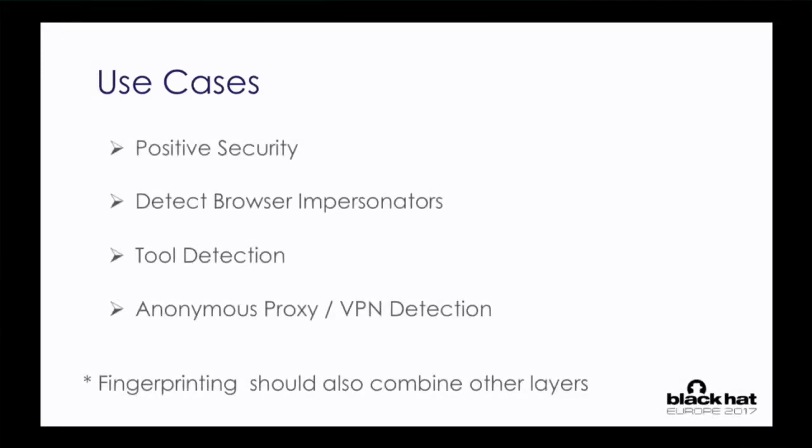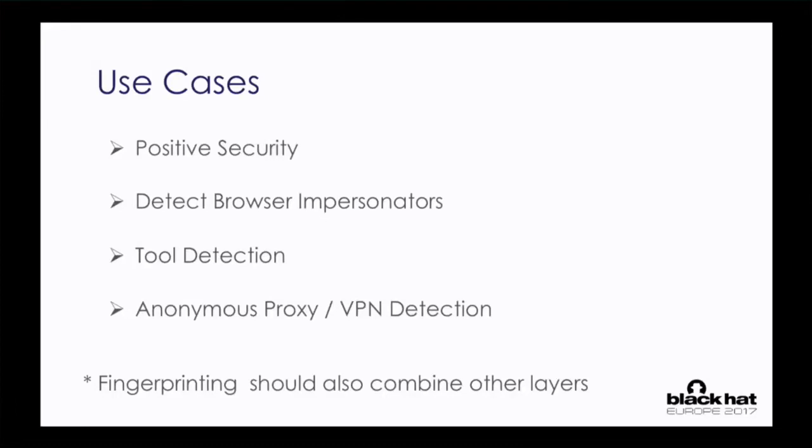Well, there are several use cases for this. First of all is positive security. If a request is coming from a browser which asserts to be a certain version of Chrome associated with a certain operating system, you can validate that. You can look at the fingerprint and see if it matches the fingerprint that we have recorded for this particular version and this particular operating system. That would allow us to detect browser impersonators. We can detect search engine impersonators. We can detect all sorts of other tools.